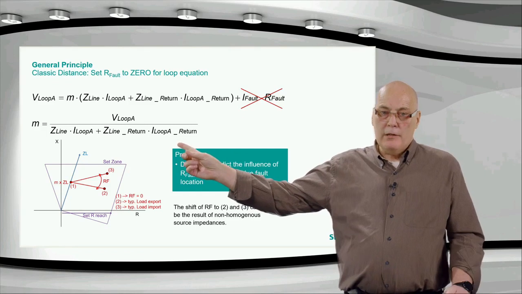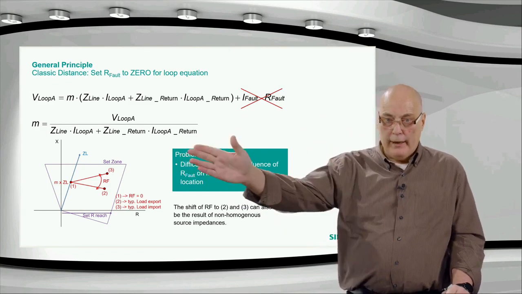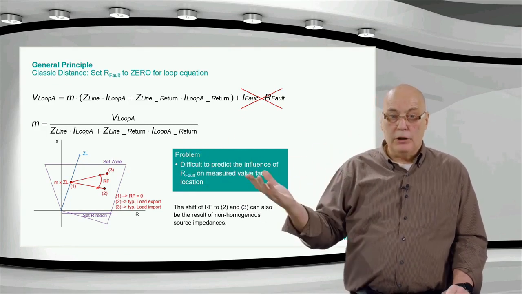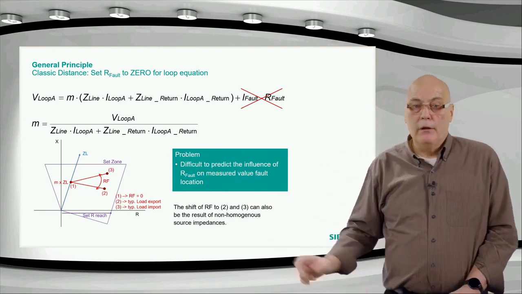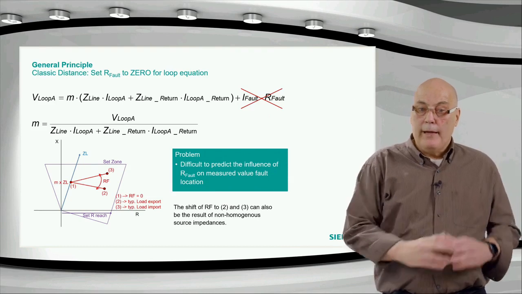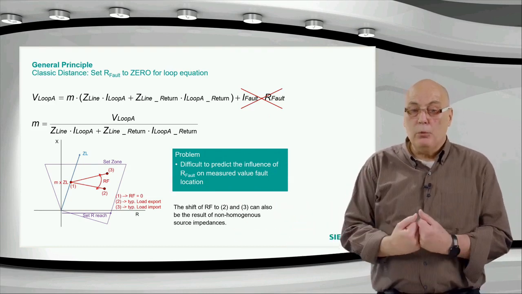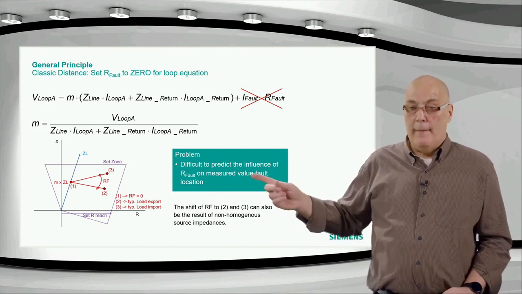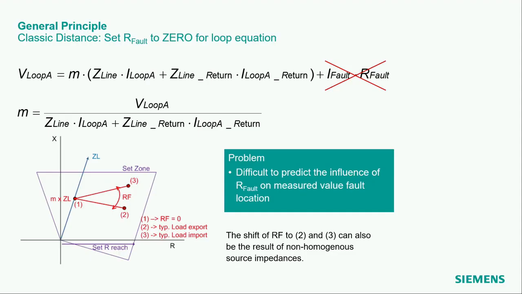The two currents flowing at the relay location, I loop A out, and the return current can be measured, and the voltage can be measured. And then we know the ZL is a setting, so everything is known, we can calculate M. But the assumption would be that this M is on the line. But we know it's not because of the fault resistance.